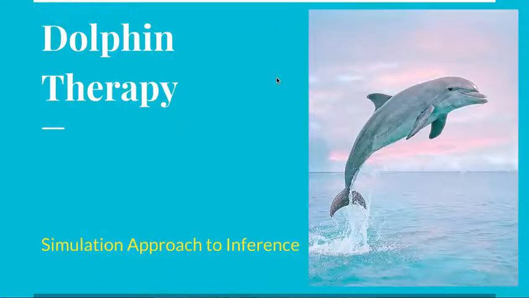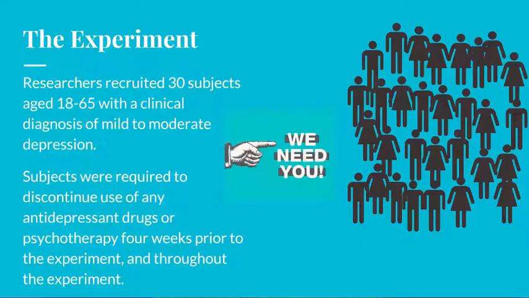The dolphin therapy problem is an example of how simulation can be used as an introduction to inference. In the dolphin therapy experiment, researchers recruited 30 subjects aged 18 to 65 with a clinical diagnosis of mild to moderate depression. Subjects were required to discontinue use of any antidepressant drugs or psychotherapy 4 weeks prior to the experiment and throughout the experiment.